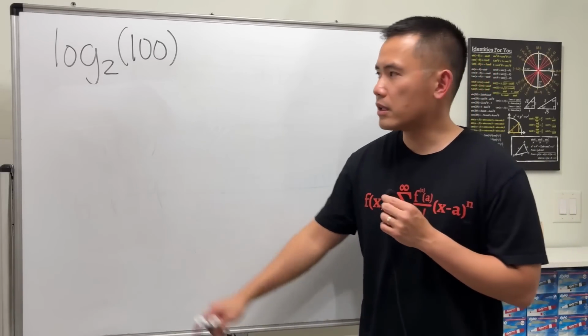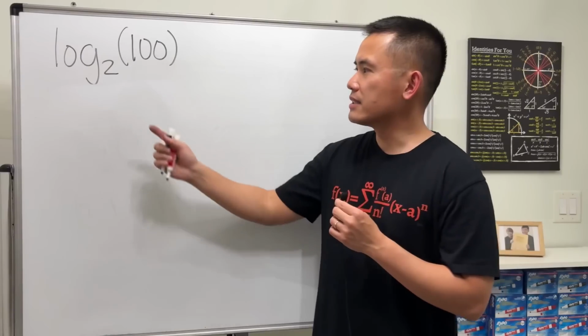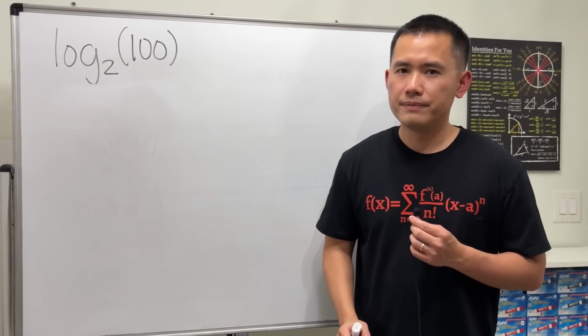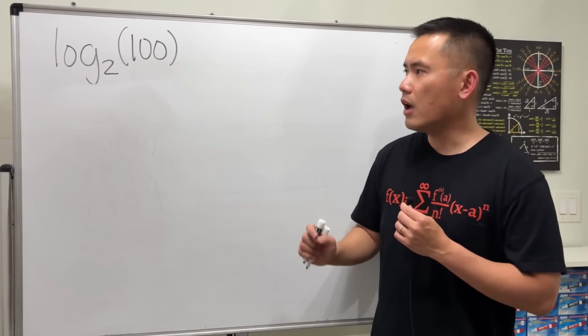Let's say you are trying to enter log base 2 of 100 on your calculator, but your calculator does not have the log base button like this. So in this case, what do you do? The answer is that you will have to use the change of base formula for log.